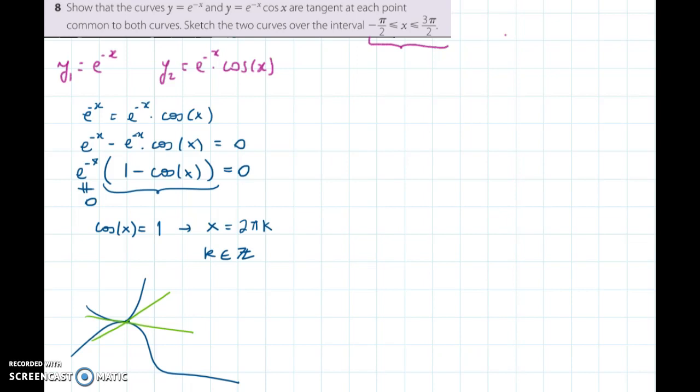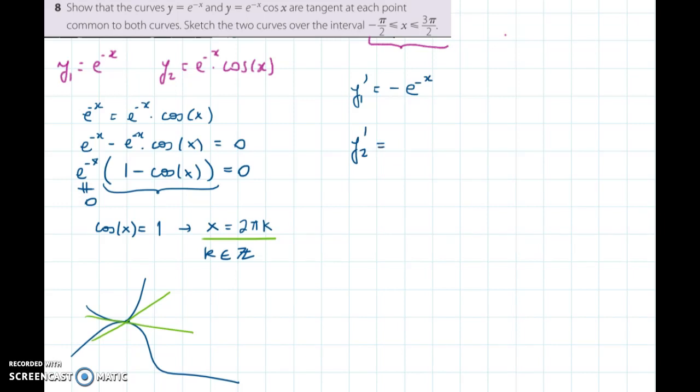But for the tangents to be the same, they need to have a point in common. Check, we already have that. And then they need to have the same slope. So what we want to see is that when x is of this form, 2k pi for any integer k, then the slope of the first curve and the second curve is the same. So we need to check what the derivative of the first function is, that's minus e to the minus x, and we also need to check what the derivative of the second function is.